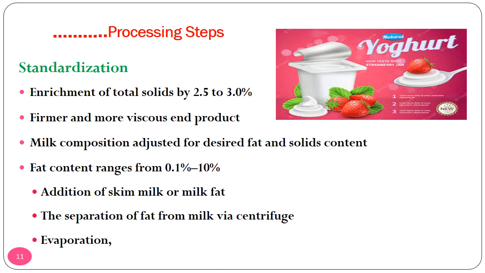Sometimes the fat content is reduced by removing the fat, and the addition of skim milk or milk fat, whatever is the plan, we can do. The separation of fat from milk by centrifuge, that is also done if we want to reduce the fat. And finally, a little bit evaporation also can be done to achieve some thickness. So these are the options during standardization as per the marketing plan.